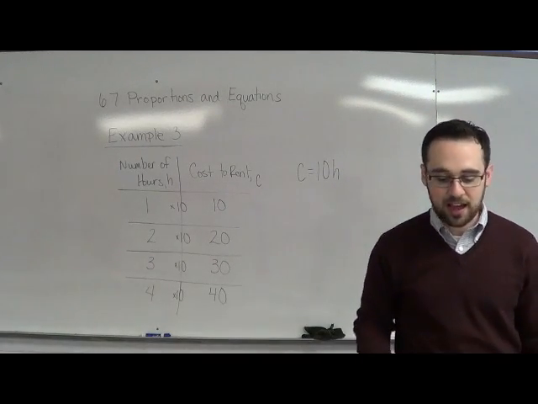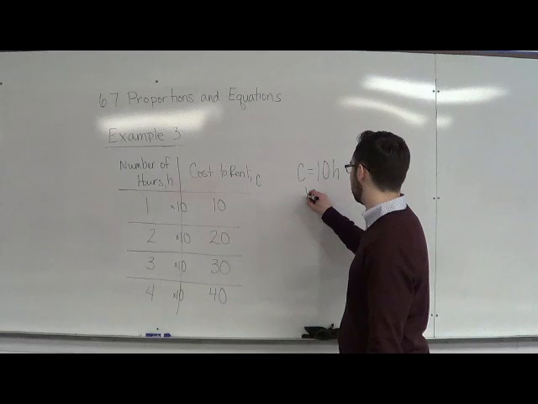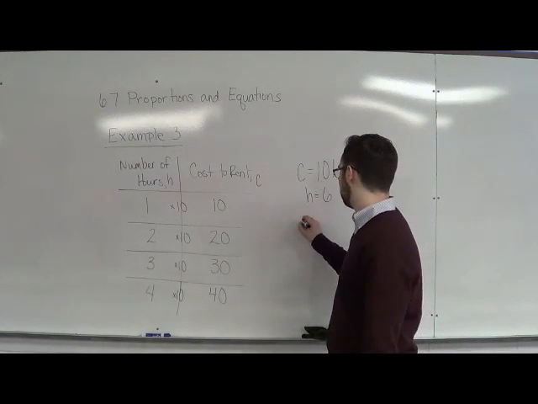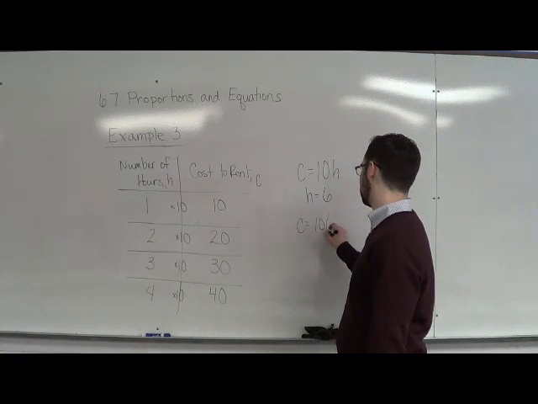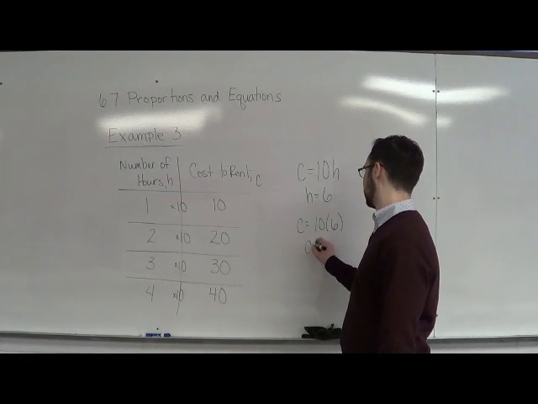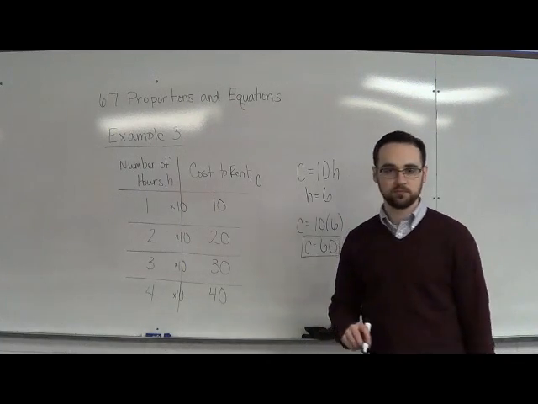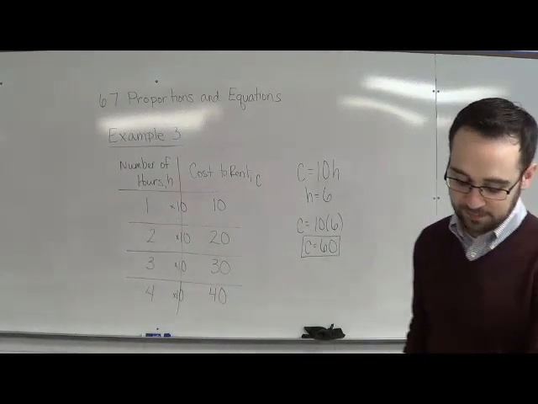So now they want to know, how long is it going to take if H is equal to 6? They want to know 6 hours. Well, we plug it in. C is equal to 10 times 6. So the cost is $60. That's all that's to it.